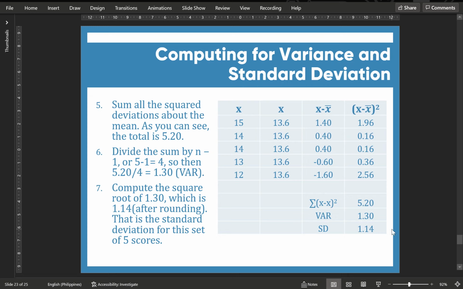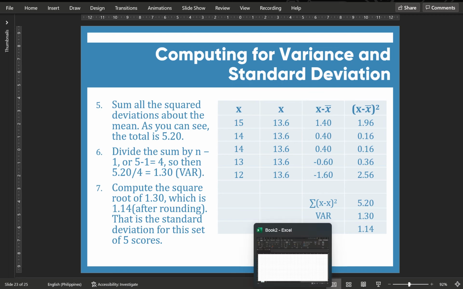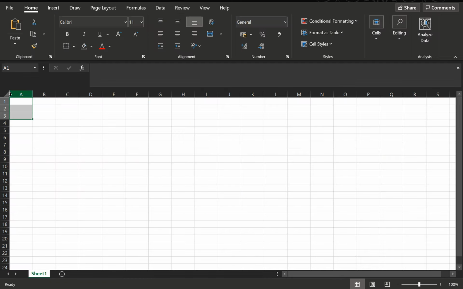Now, we have the sample here. So, it's 15, two 14s, 13, and 12. Now, let's open the application, MS Excel. Now, we put the scores: 15, two 14s, one 13, and one 12. Okay. Now, how are we going to compute the standard deviation and variance?